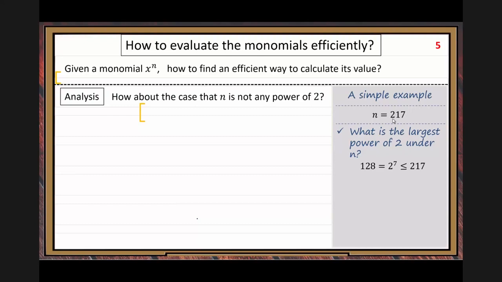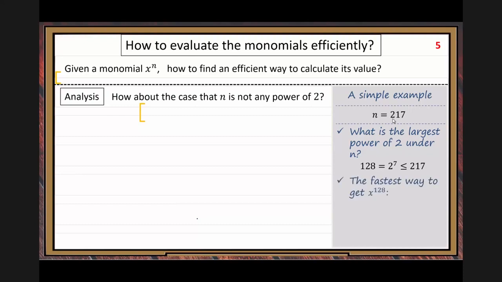128, 2 to the 7th, that's the largest power of 2 below this number, 217. 2 to the 8th is more than this number, so we should not use 2 to the 8th, okay? So we take this 128.